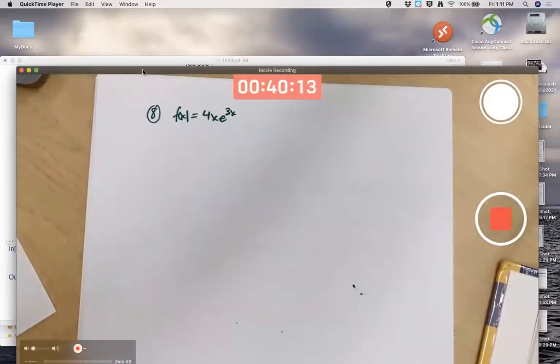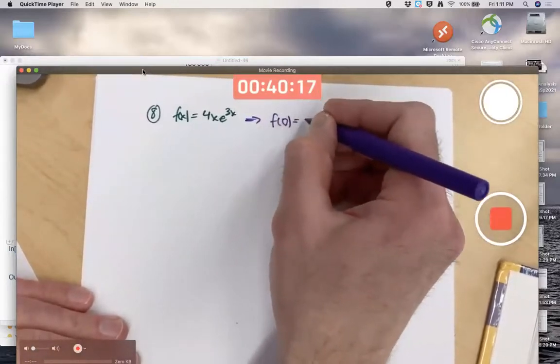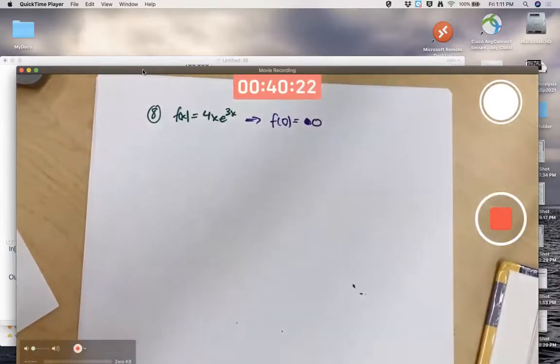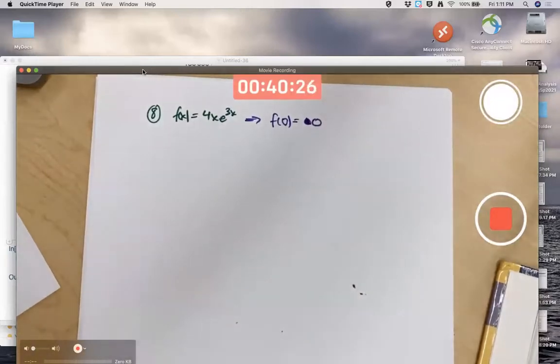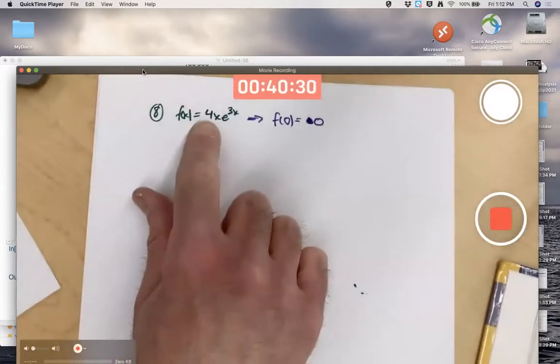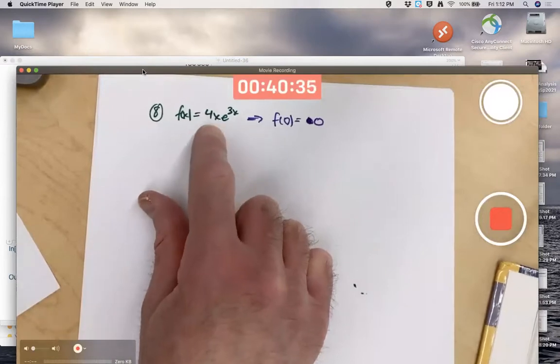Do notice that it's got a y-intercept at 0. f of 0 equals 0. And in fact, that's also an x-intercept. f of 0 does equal 0, right? Because 4 times 0 is 0. Either way e to the 0 is 1, but that doesn't matter because you've got an x there.